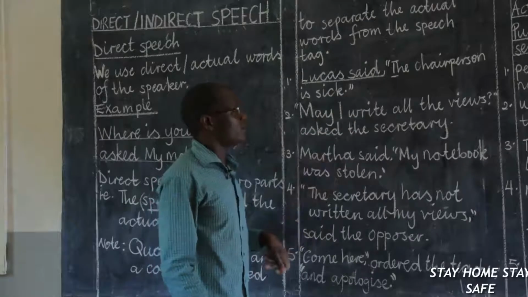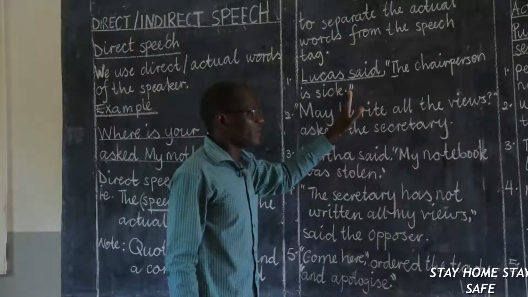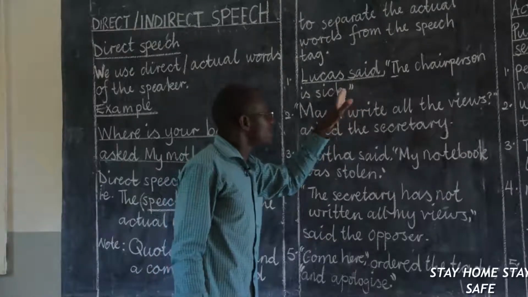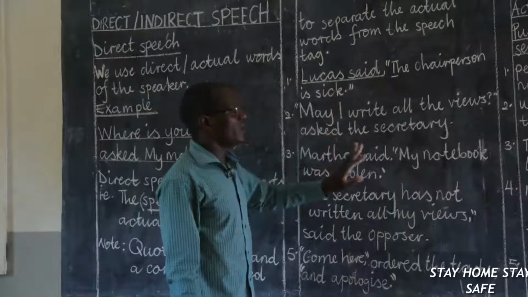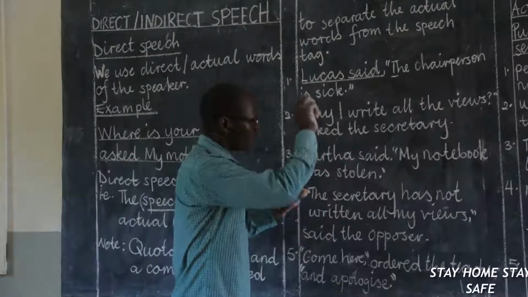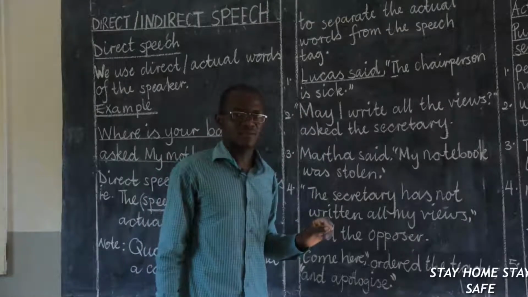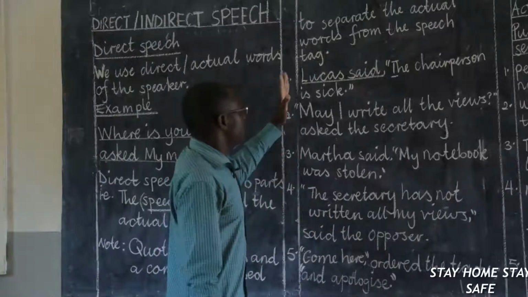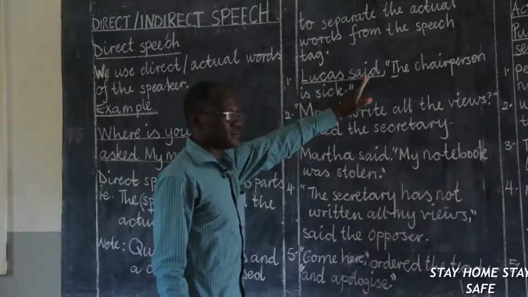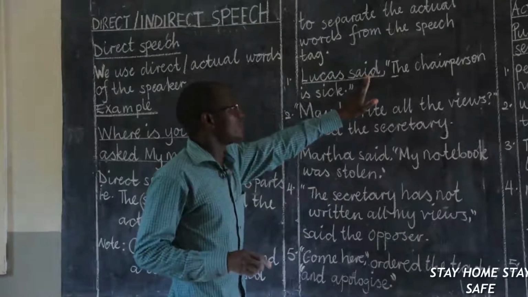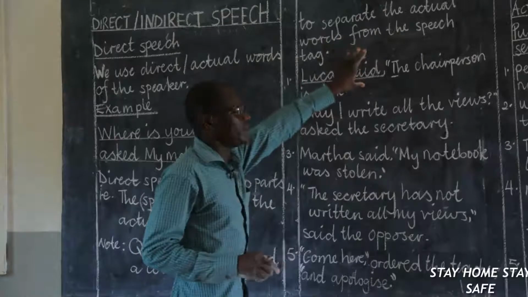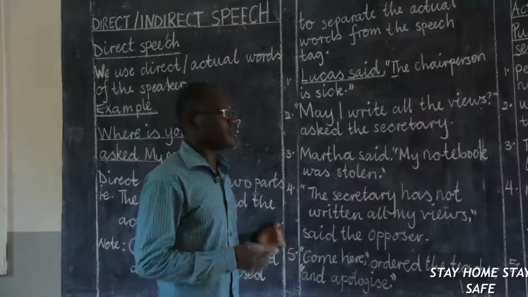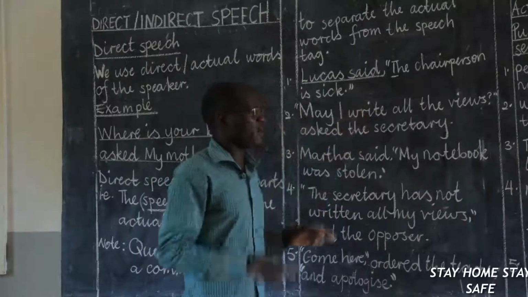They are facing down, and they are always put immediately after the last punctuation mark, whether it is a full stop, an exclamation mark, or a question mark. Then there follows the closing quotation marks. Hope we are together. The sentence says, Lucas said. If you are the one reporting these words, Lucas said. What did he say? The chairperson is sick must be put in the quotation marks.